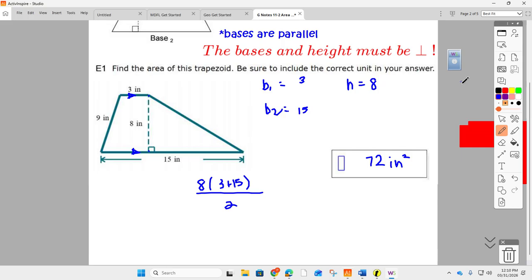Okay, so do 8. Is it on degrees? Does the calculator just say DEG on it? Okay, so clear it out a couple times. Now do 8 times, left parentheses, 3 plus 15, right parentheses, equals, yep, then divided by 2.